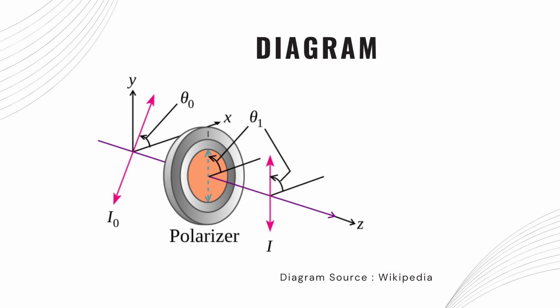A diagram of Malus' law depicts a polarizing filter and an analyzer at an angle theta, showing how the intensity of light decreases as the angle increases. The transmitted intensity decreases in proportion to cos²θ.